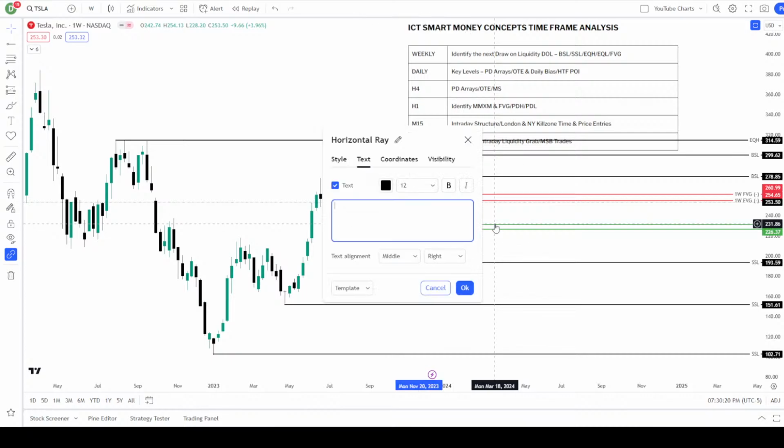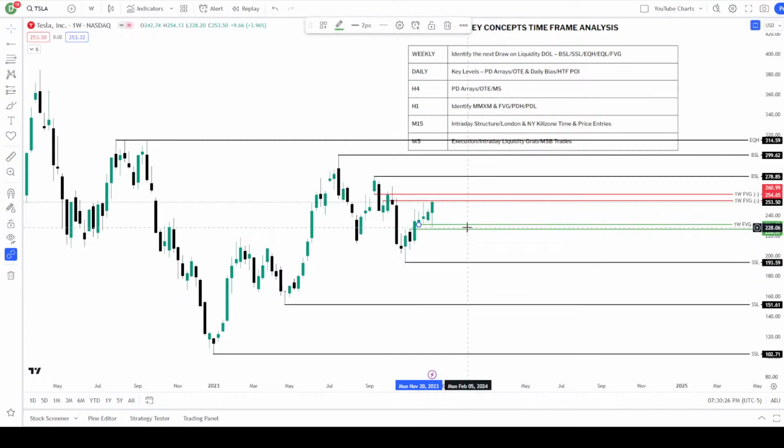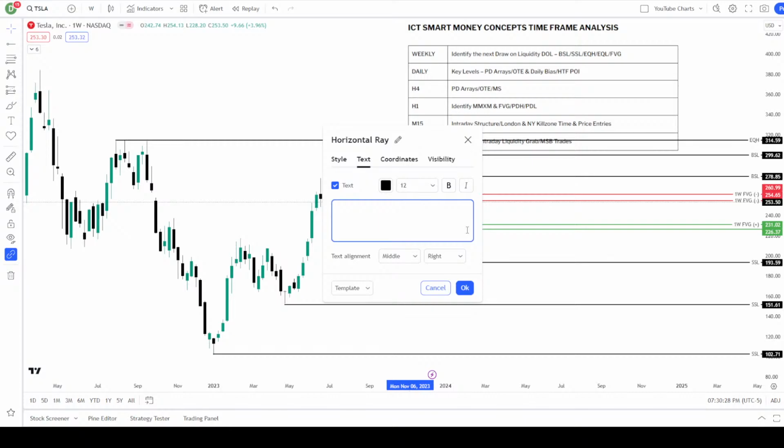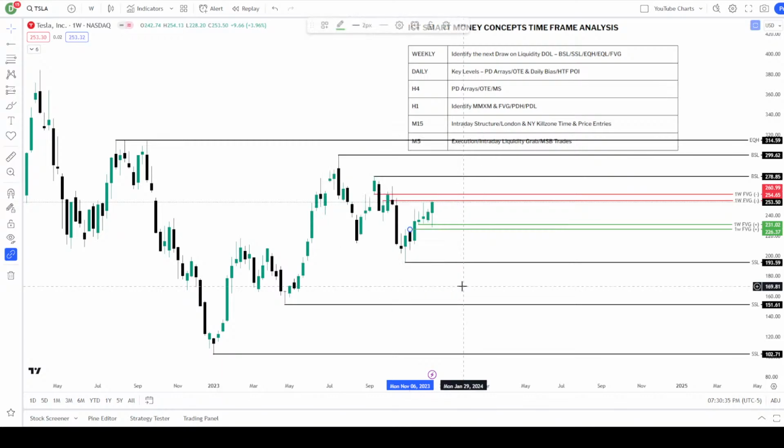Let's put here 1W, fair value gap, and then this one was a buy side or a bullish fair value gap. So 1W, fair value gap, and that is bullish. Okay, so we got that one.